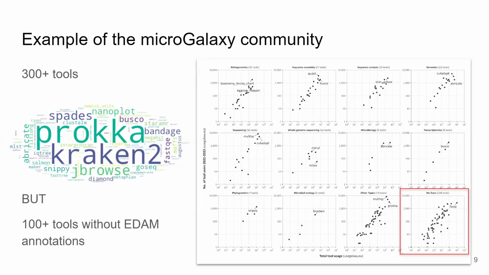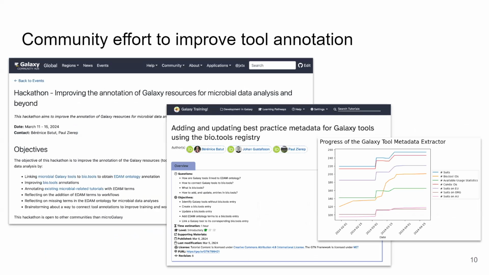So we organized an online hackathon in March where the aim was to really improve the annotations of resources, globally focusing on tools, but we also worked on tutorials to add EDAM operations and topics to every tutorial. And we created a tutorial on how to add and update best practices metadata for tools using the bio.tools registry. We explain how to create tools on bio.tools, how to link your Galaxy tools to bio.tools, how to add EDAM terms on bio.tools, etc., so that we can get better annotations.